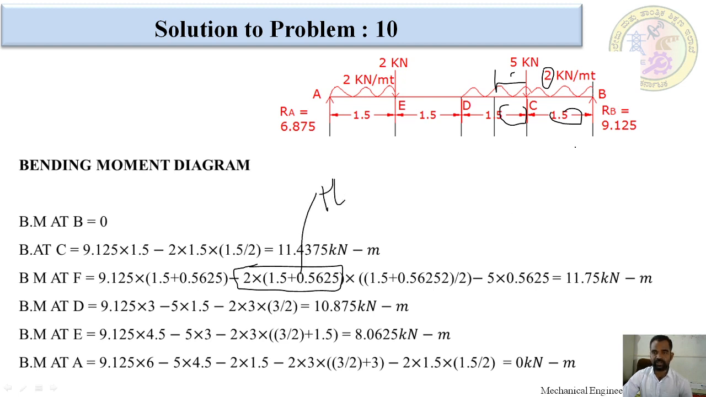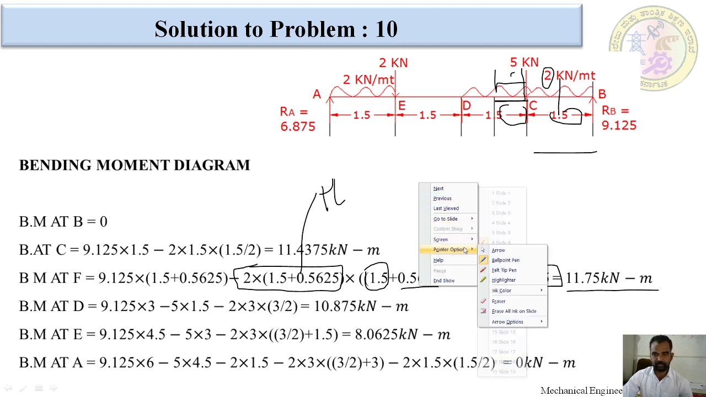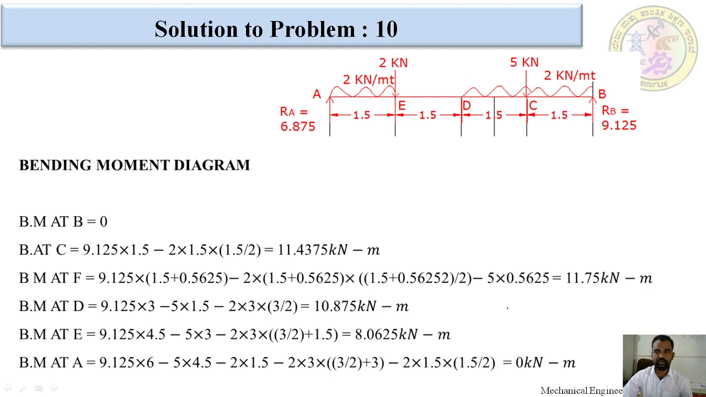After that, this would be the distance from here to here. It is 1.5 plus this distance, which is how much? 0.5625. The whole divided by 2. This completes the calculation. Carefully you have to do it. After that, this is the point load from here to here, 5625. 5 into 5625. This is the value we got, 11.75 kN per meter. Up to here, we have to consider it as F1.